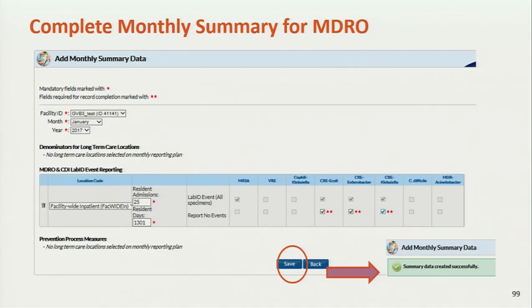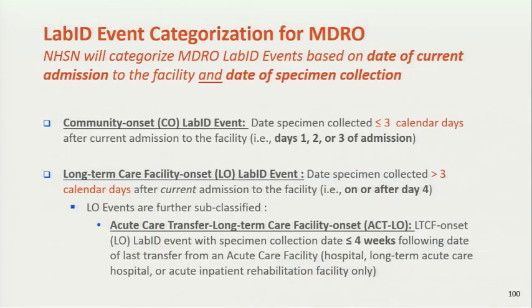Okay, here is a complete monthly summary. For January 2017, you can see we completed everything. And I did a different screenshot on this because I did want to show you what it would look like if you did report an event. So for report no events for MRSA, there's no red asterisk, and remember, that's grayed out. So what this means is that we did report a MRSA event for this month, but the CREs we did not. Once you save your monthly reporting plan, you will get a pop-up message that says your summary data have been created successfully.